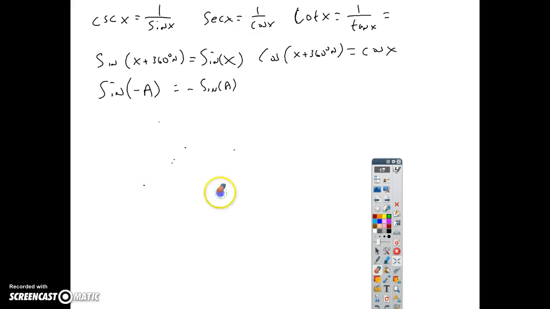What's the next argument? About cosine of negative A equaling cosine of A. Cosine of negative A is equal to cosine of A. Oh, that's weird. How could that be?